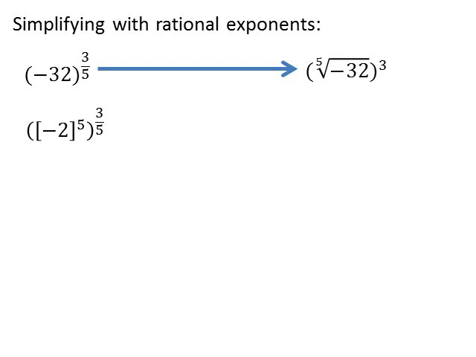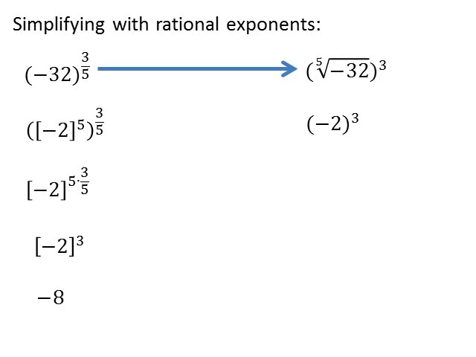And we just did on the last page, that means you multiply those two numbers together. When I do that, I get negative 2 to the 5 times 3 over 5. When I multiply 5 times 3 over 5, the 5s are going to cancel out. All that's going to be left is the 3. So that becomes negative 2 to the 3rd power, which is negative 2 times negative 2 times negative 2, which is negative 8.